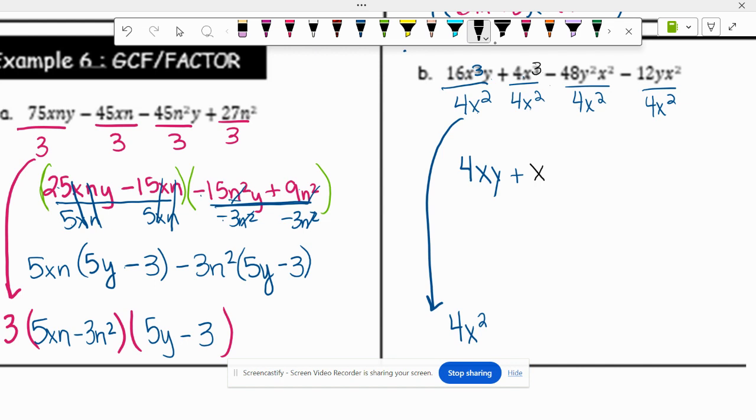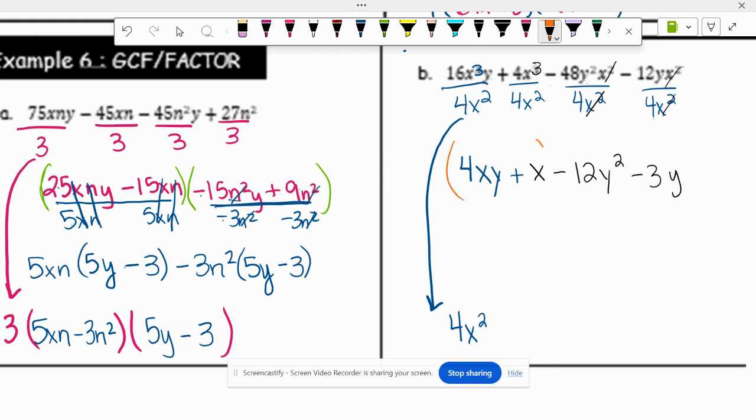Negative 48 divided by 4 is negative 12. My x squareds cancel out, and I'm left with a y squared. Negative 12 divided by 4 is negative 3. My x squareds cancel out, and I'm left with a y.